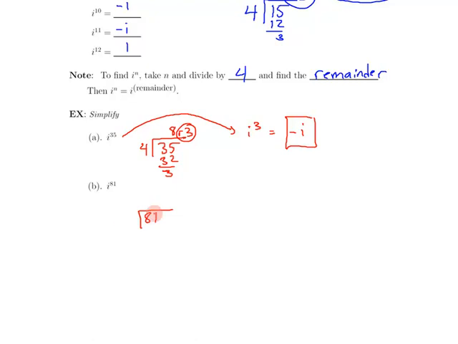What about i to the 81st? Take 81 divided by 4. That's going to be, let's see, 2 times 4 is 8. Subtract, 0, bring down the 1. 0 times 4 is 0, subtract. You get a remainder of 1. Okay, that means i to the 81st is the same thing as i to the 1st, or just i. So you can take any power of i and reduce it down to something that's either a number or just i. Okay? Alright, so that's the end of section 7.7.